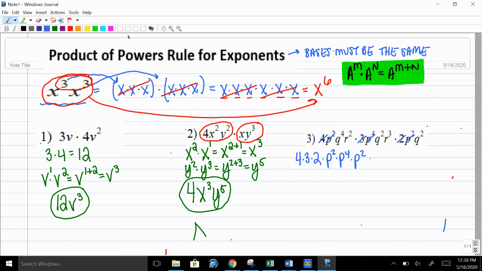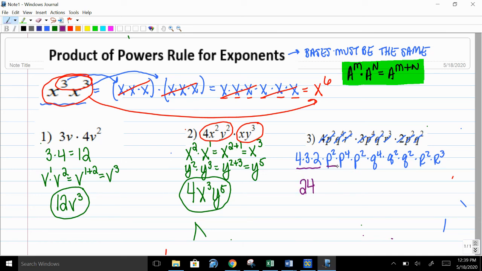Then I can look at the q's. Q to the fourth times q to the second times another q to the second. So now the q's are gone. And then I can deal with the r's. R to the second power, r to the third power. Okay. Multiplication is commutative, means you can rearrange it however you want to make it easy for you. Okay, so the 4 times 3 times 2, 4 times 3 is 12, 12 times 2 is 24.